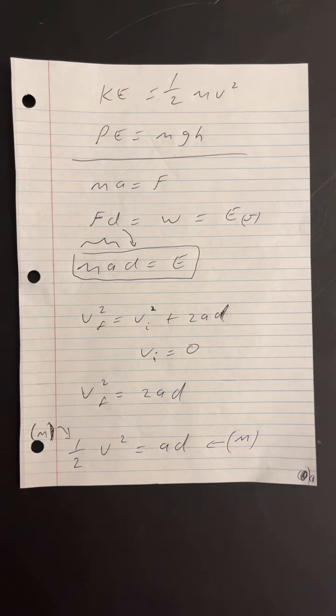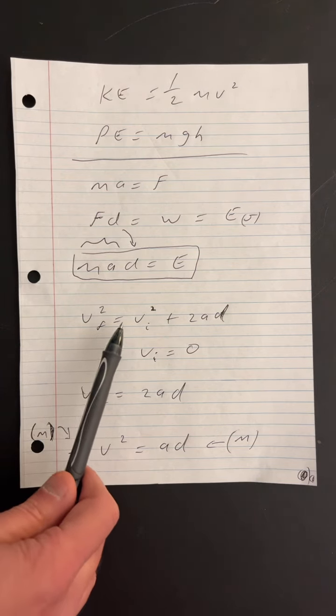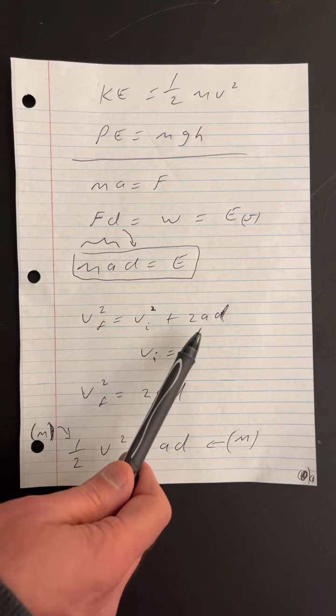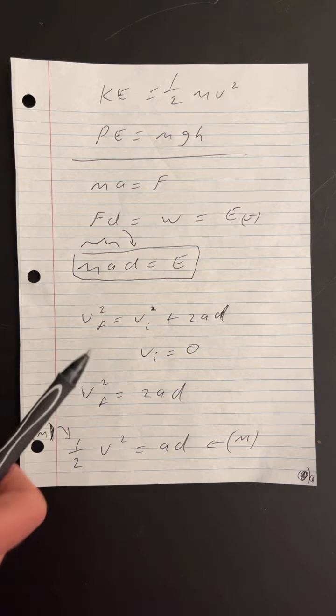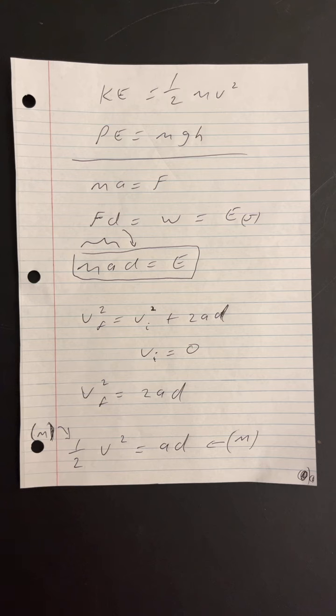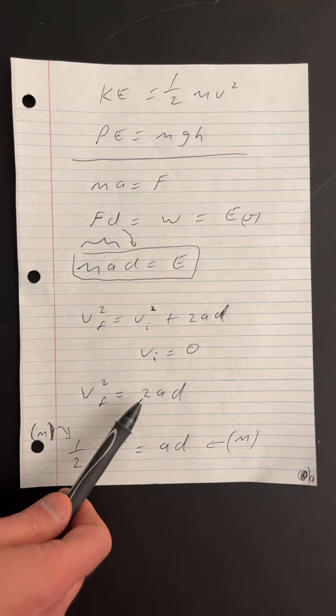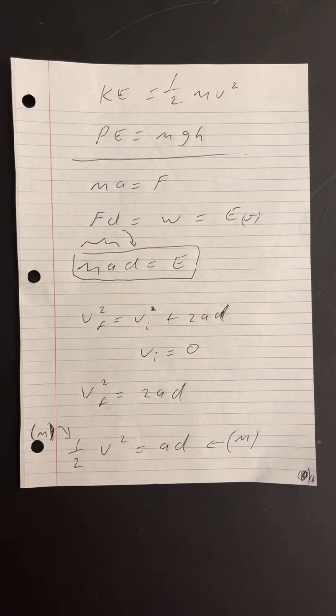Now we jump to a kinematic equation. V final squared equals V initial squared plus 2 times acceleration times distance. If you want, you can see my previous video where I showed how to derive all of the kinematic equations. Let's just start with initial velocity equaling 0. So now we have final velocity squared equals 2 times acceleration times distance.